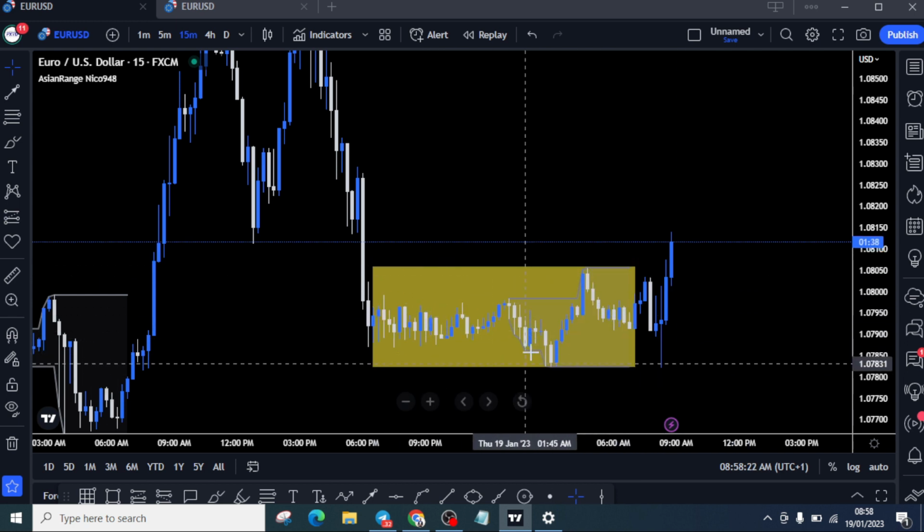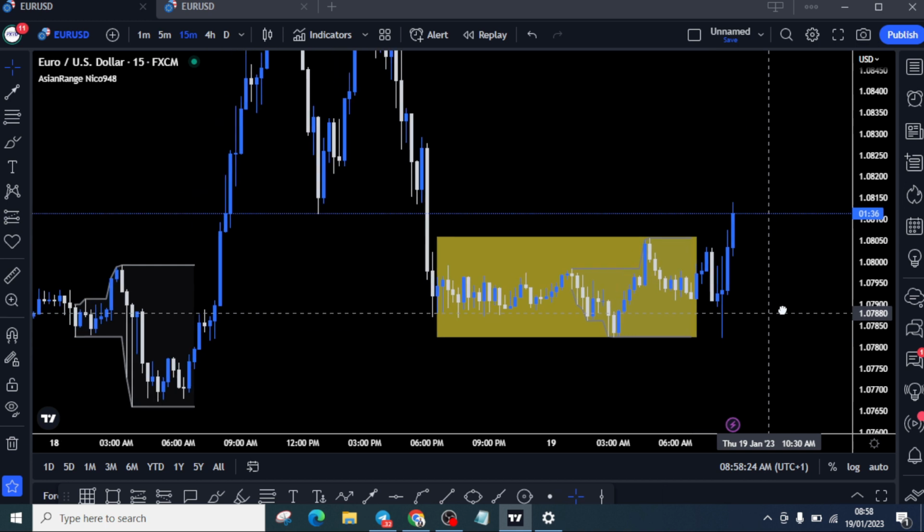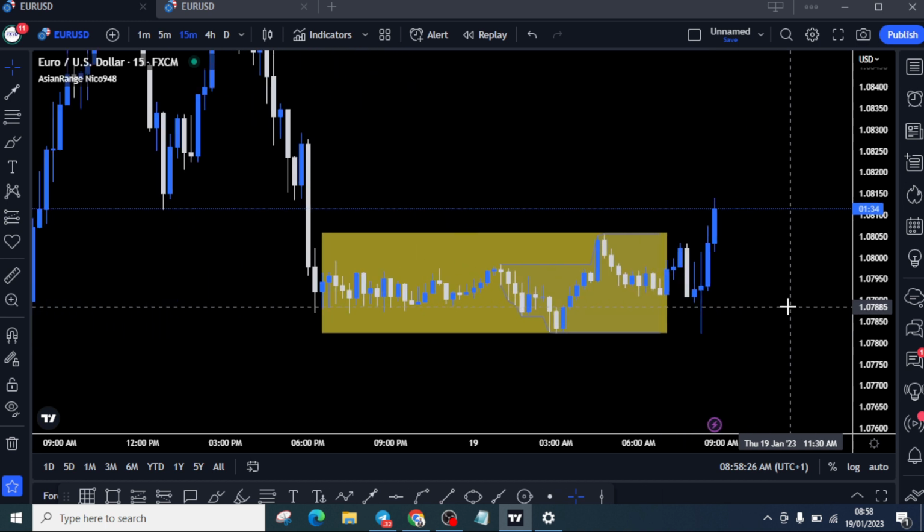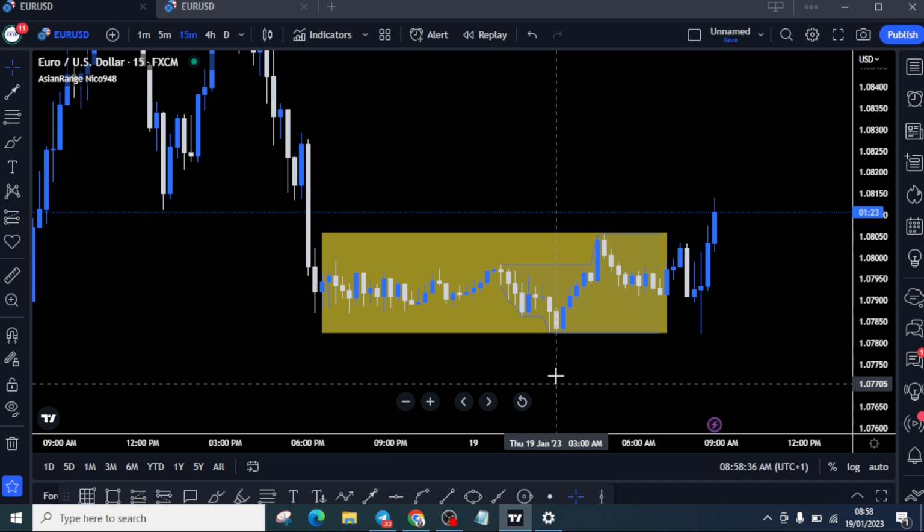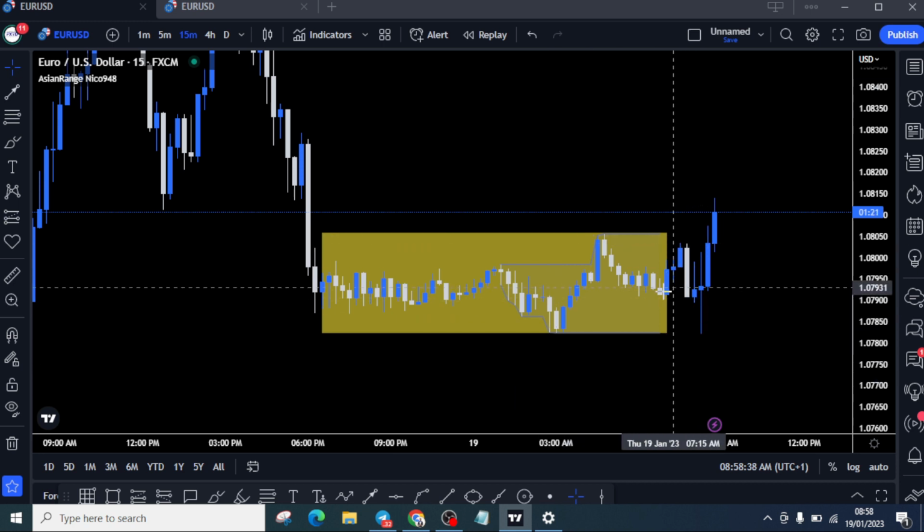So now we have this as the accumulation phase. So basically, I'm currently waiting for price to do something. So I'm not really engaging right now because it's not yet time for me to take my setup, okay? So basically, we have seen a manipulation to the downside.